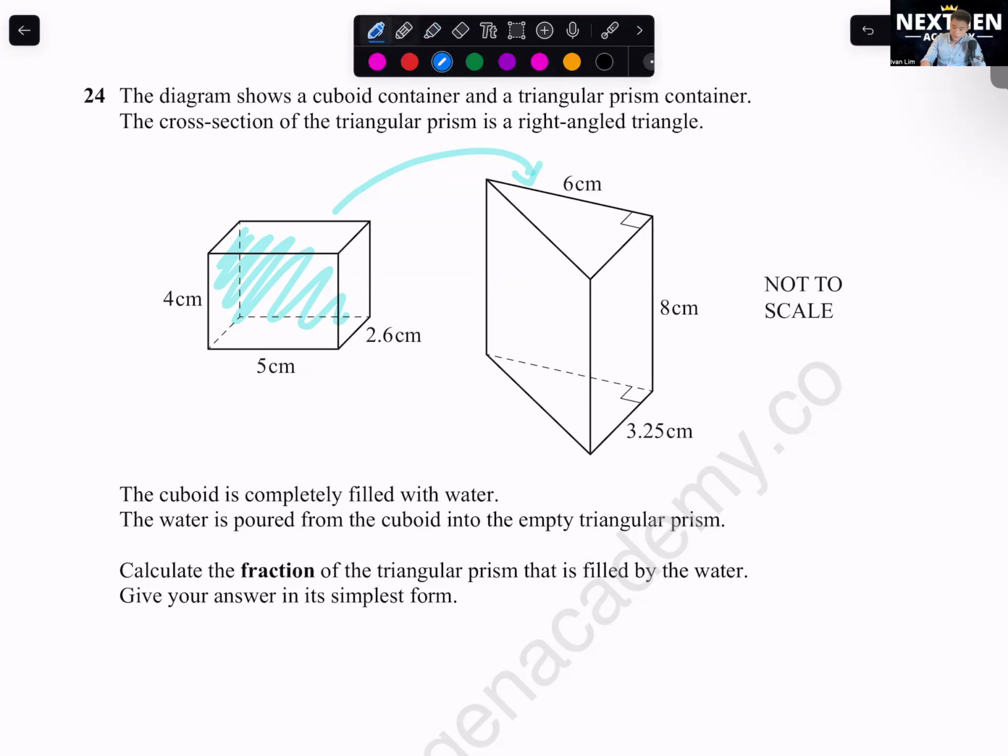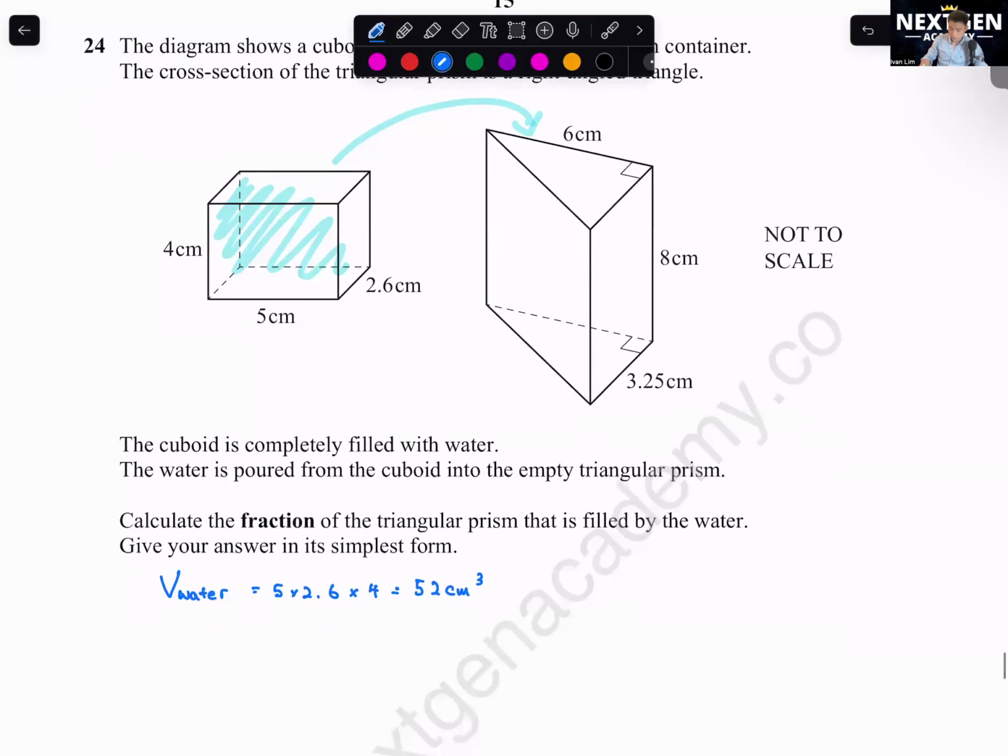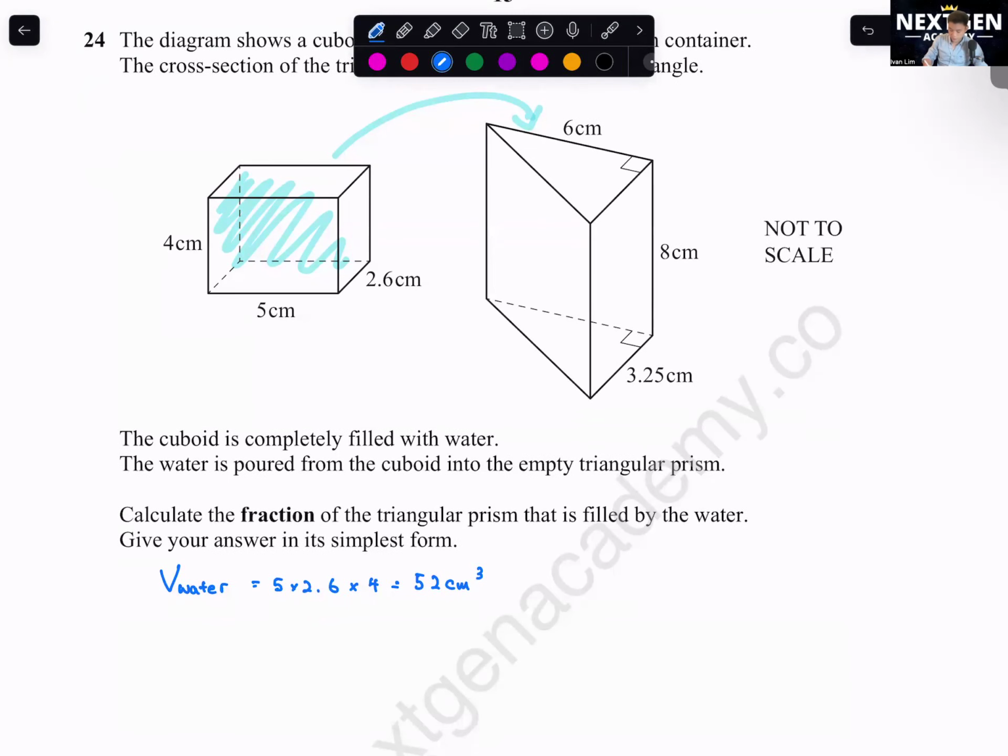Okay, so we need to find what is the volume of water first. Okay, volume of water, we will follow the cuboid, which is 5 times 2.6 times 4, which is equals to 52 cm cube. Okay, then the prism. Okay, how do we calculate the volume of the prism? Okay, do you remember what's the formula for this? Area of cross section multiply by the length. Okay, area of cross section multiplied by the length.